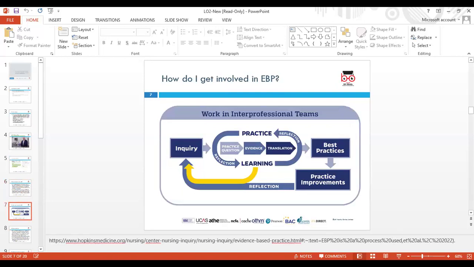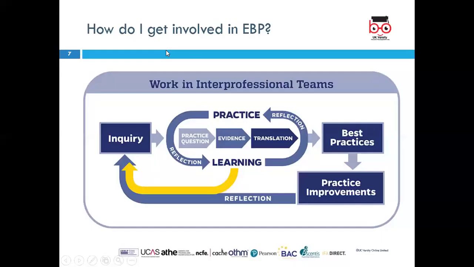So how do you get involved actually in evidence-based practice? So when you're working in interprofessional teams, there's an inquiry that you want to make. For instance, you want to make an inquiry about needle stick injuries. So you want to know why are they happening, and so you're seeing the practice that is going on, and you're reflecting on it, and you're learning through it, and you're inquiring more about it then. I'll just put on these annotations to make it more clear.